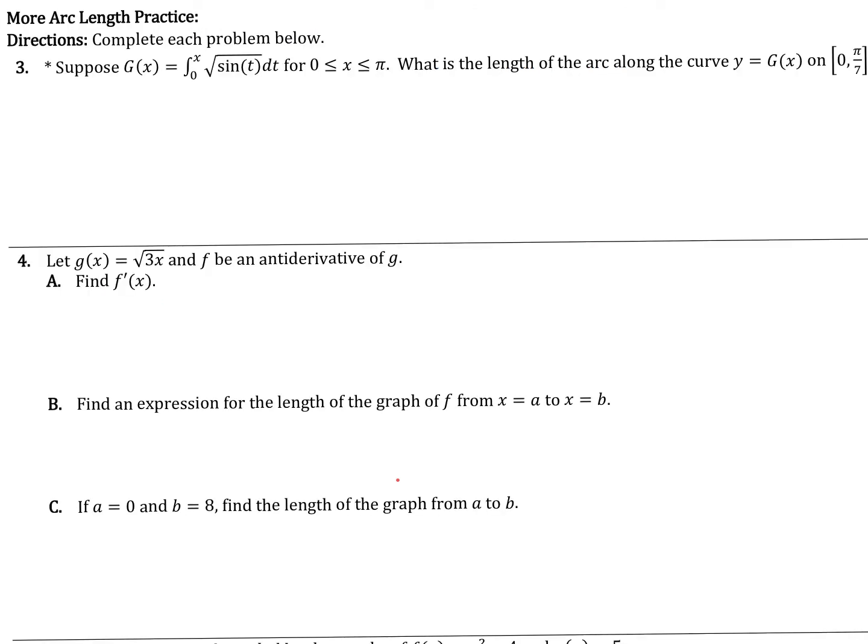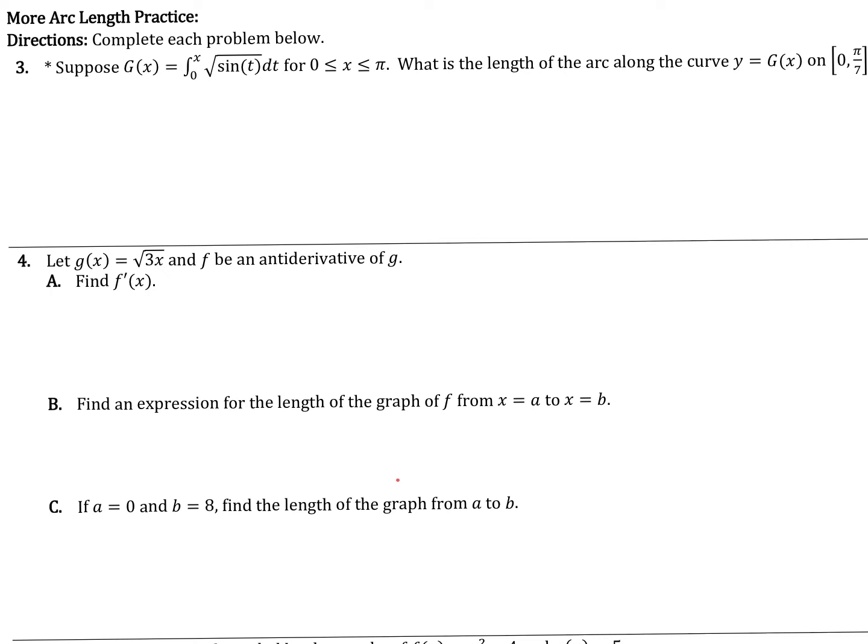Okay, so we're going to use a calculator on 3, but we're not going to use a calculator on 4. And I actually encourage you to pause the video and work through both of these examples on your own, and then unpause the video and see how you did. Suppose that g of x is given here on the interval from 0 to pi. What is the length of the curve y equals g of x on the interval from 0 to pi over 7?